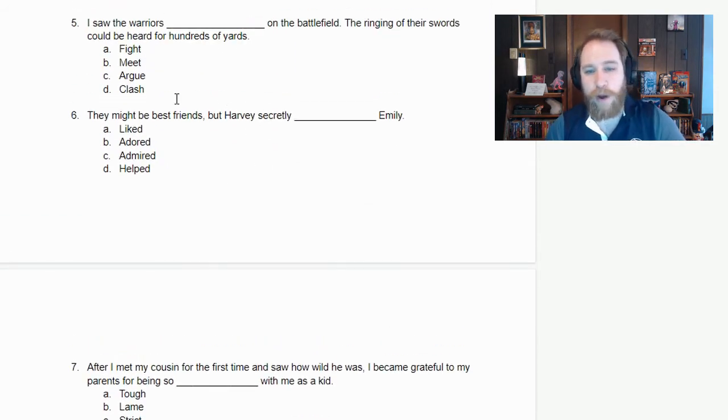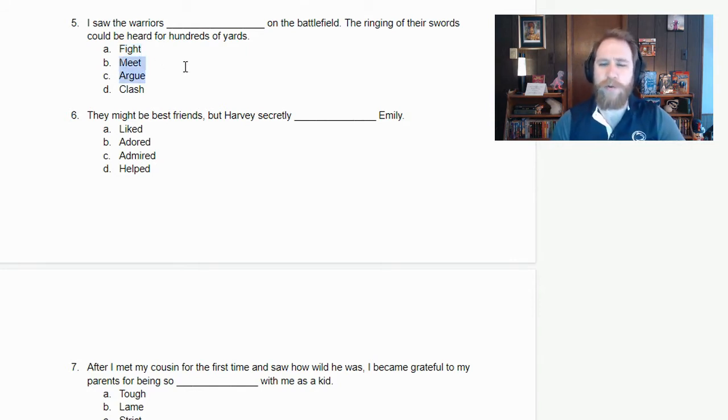Level 2, we now have 4 choices. So the word that we choose has to not only be the best word, but also make sense in the context. Some of these words just straight up don't make any sense at all. Number 5, I saw the warriors blank on the battlefield. The ringing of their swords could be heard for hundreds of yards. Fight is the most obvious response. Yes, they're obviously fighting on the battlefield.